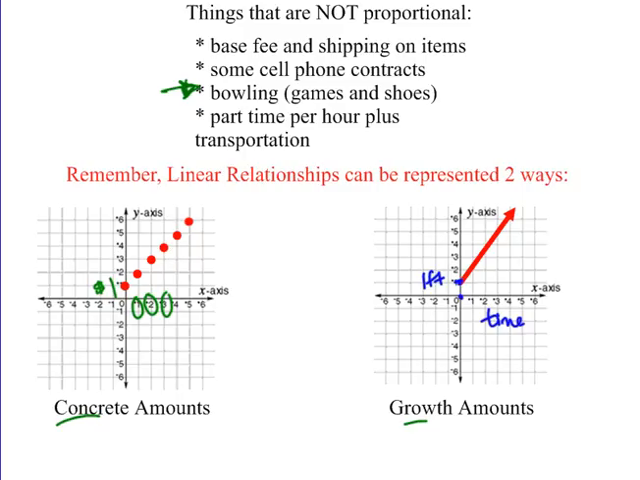So hopefully this helps explain the difference in looking at representations of linear and non-linear, and what's proportional and not proportional.